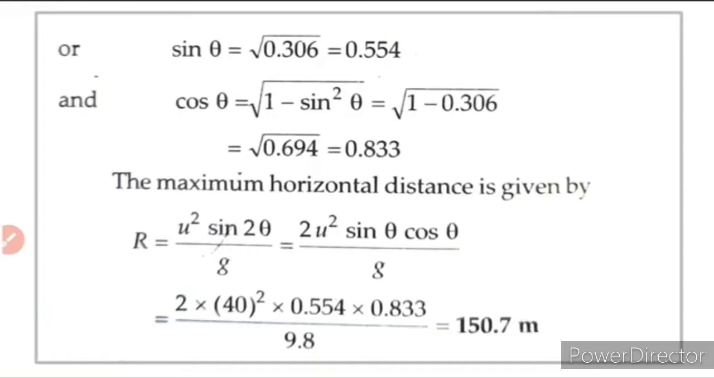So, what will be the maximum horizontal distance? R is equal to u square sine 2 theta by g. That means v0 square sine 2 theta by g. Sine 2 theta is 2 sine theta cos theta. So, we have 2 v0 square sine theta cos theta by g. Sine theta we have, cos theta also we have. By substituting the values, we will get it to be 150.7 meter.